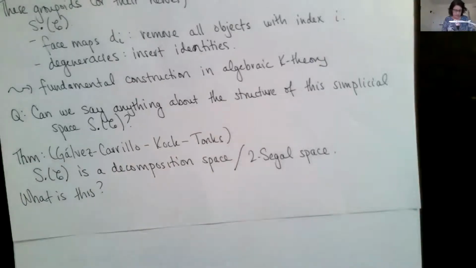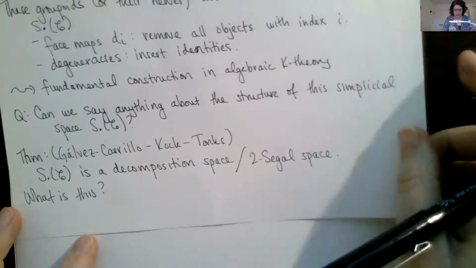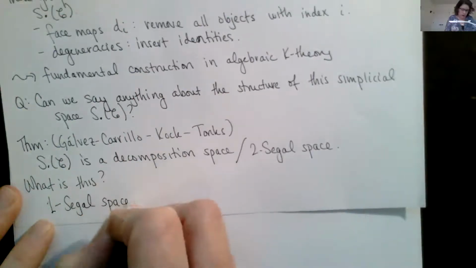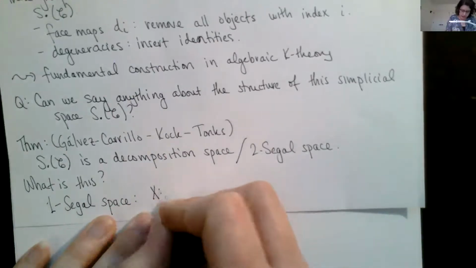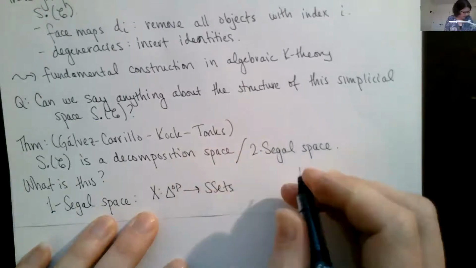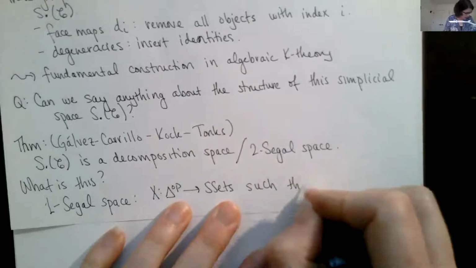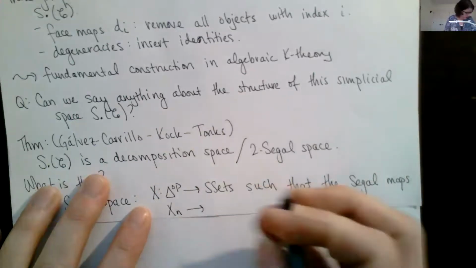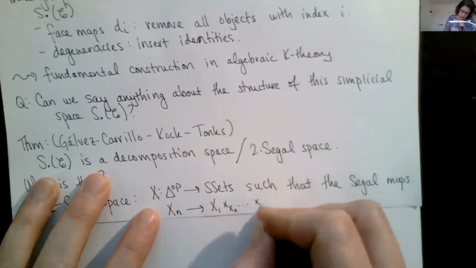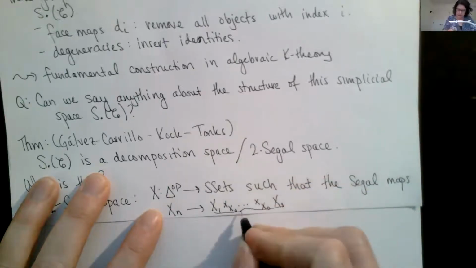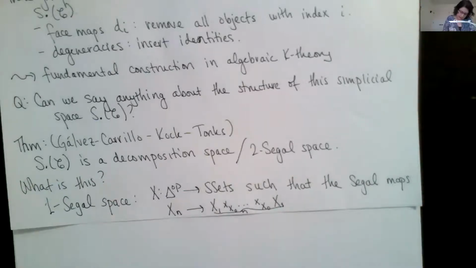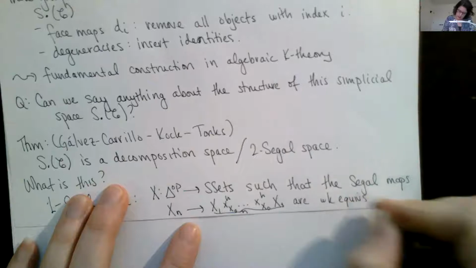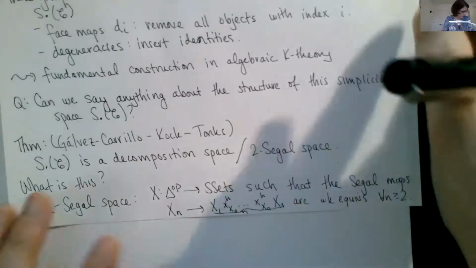Well, first, let me introduce what a Segal space, or to emphasize, a one-Segal space is. A one-Segal space is a simplicial space, so this is a functor X from delta op to simplicial sets, such that the Segal maps are one-Segal maps. So these go from Xn to the iterated pullback of n copies of X1 along X0, and being precise, these should really be homotopy pullbacks, that these are weak equivalences for every n at least 2.